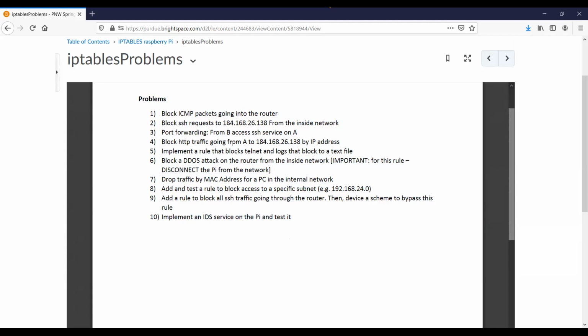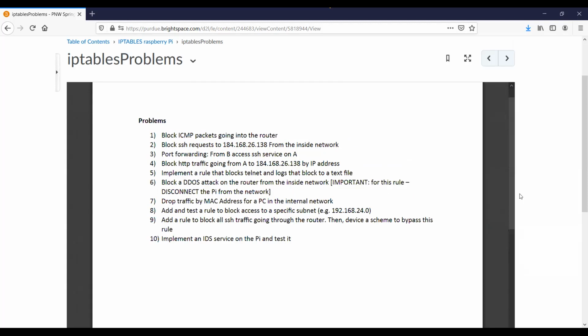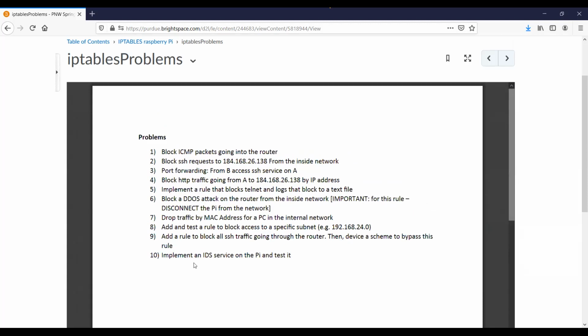But these are the rules. As you can see, they're very basic and straightforward. The only one that might be a little bit challenging is the port forwarding, okay? But all the other ones are pretty easy and straightforward. I may change this number 10 to something else. Are there any questions, guys, at this time?